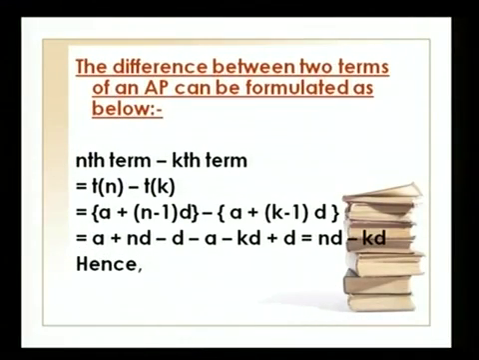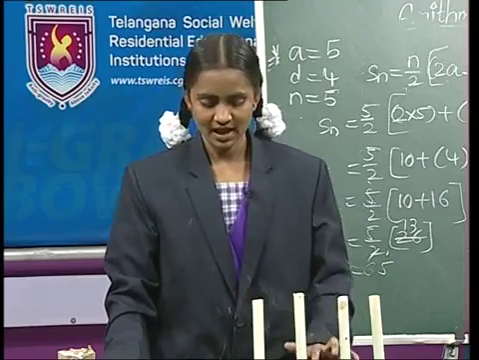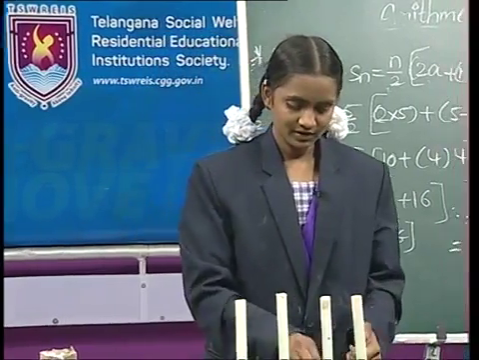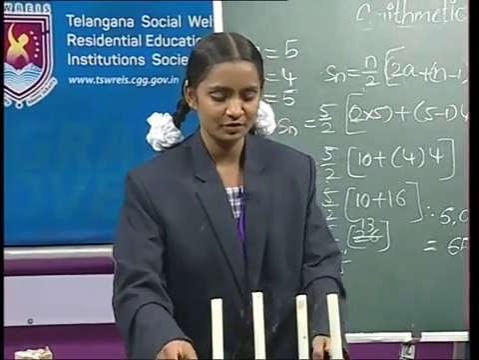And as we know, the nth term of an arithmetic progression is a plus n minus 1 into d, and this is the derivation of the sum of nth terms with a common difference. And here you can see the model, which is an example for an arithmetic progression.